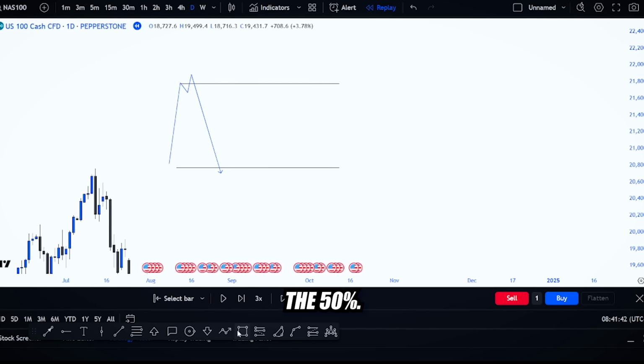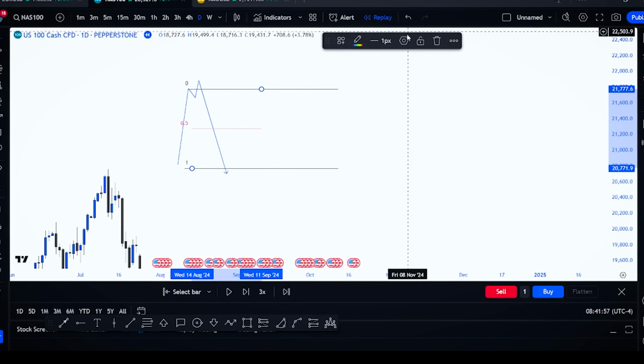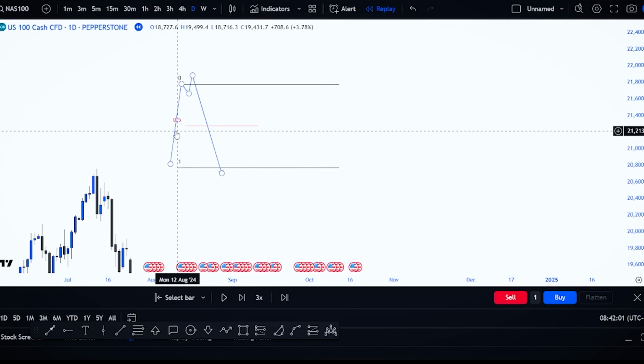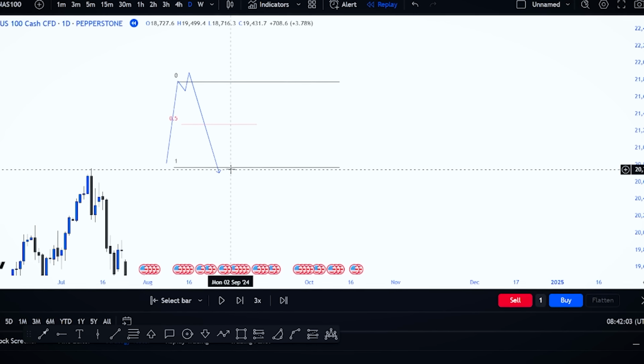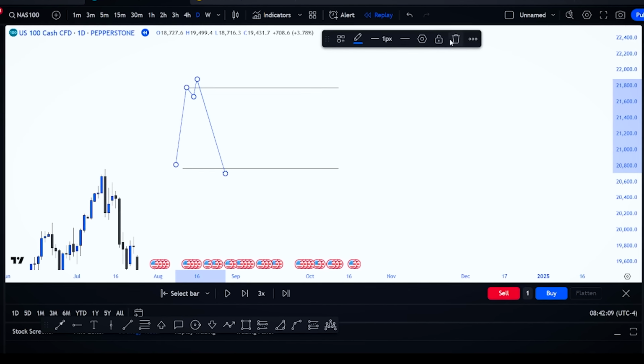So how do you see the 50%? These are the settings right here, pretty simple, pretty basic. That's your 50% which you can target. So without any further ado, let's get on the chart, guys.